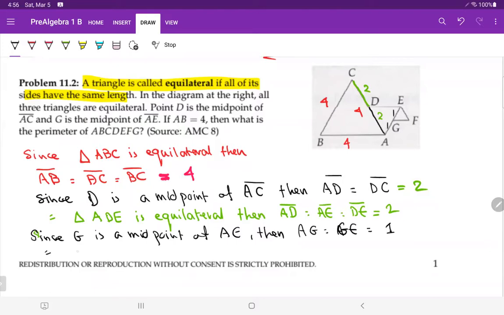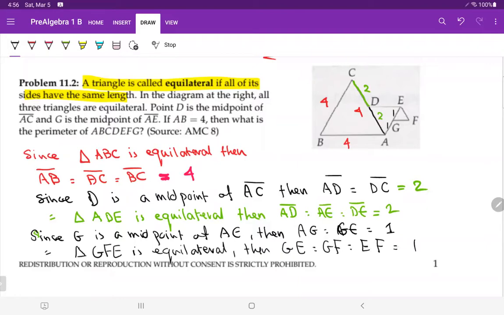For the same reason, since the last one, the small triangle GFE, is equilateral, then GE equals GF equals EF equals 1. So we have 4, 4, 4, we have 2, 2, 2, and we have 1, 1, 1. The question says find the perimeter of all of this. The perimeter is just the summation of all of them.